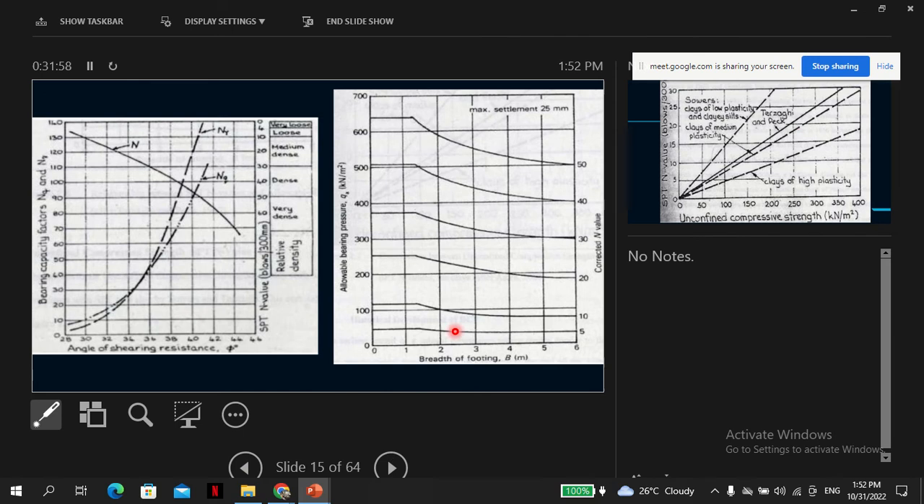So this is why we like this. This is also a correlation: when you know the corrected N value here, you can know the allowable bearing capacity based on the breadth of your footing. This is kind of a design reference, so you don't need to bother yourself with a lot of calculation if you have this table. This is why we like this, and such tables make your design work very easy.